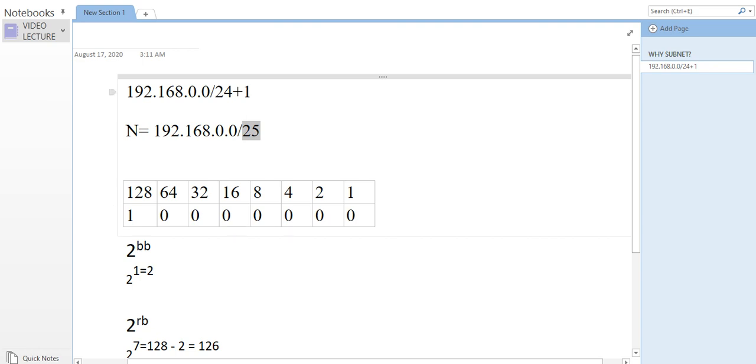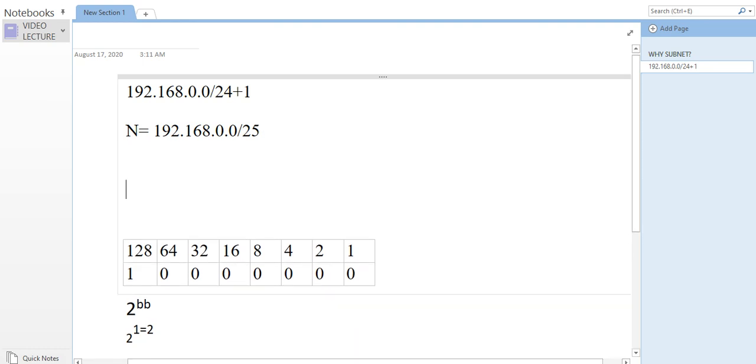Anytime that we borrow bits, we have to remember our classful CIDR, and then we add the number of bits that we have borrowed to the classful CIDR to give us the CIDR for the network that we have. So anytime you do that, it will help you get your CIDR easily.